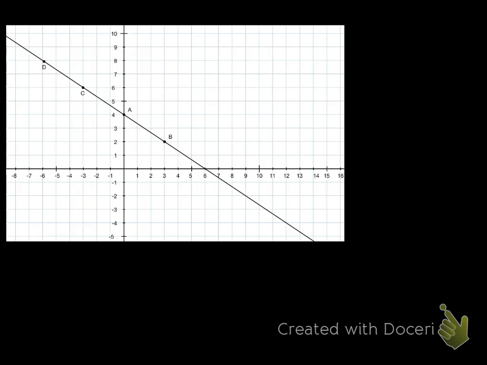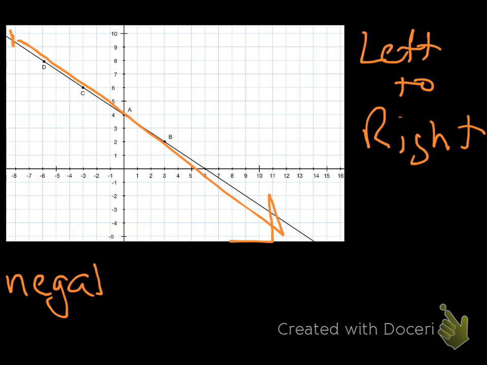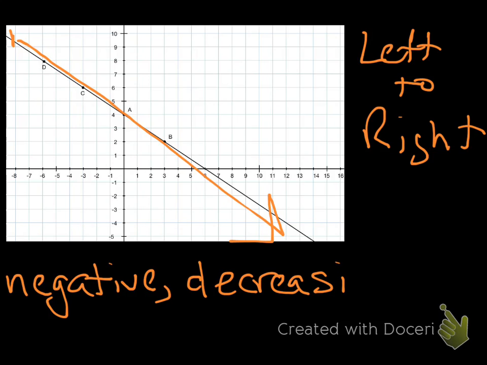Same thing, you're going to go left to right. I'm going to start over here on the left, and I'm going to follow my line down. It is going in a downward direction, so it is negative, and it is decreasing, because it's going in a downward direction. So we have positive and negative.